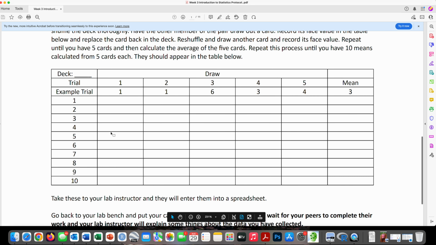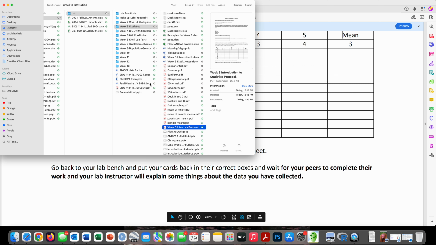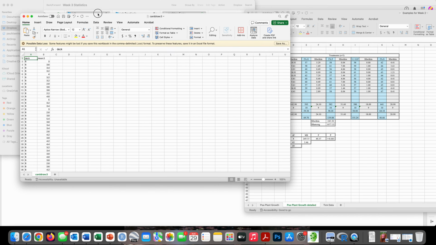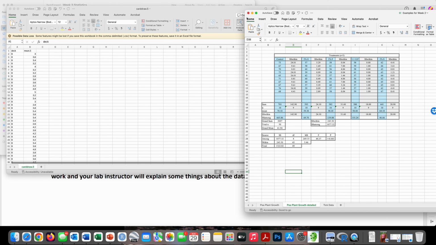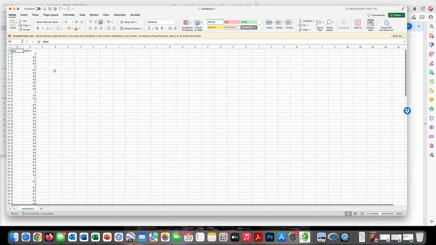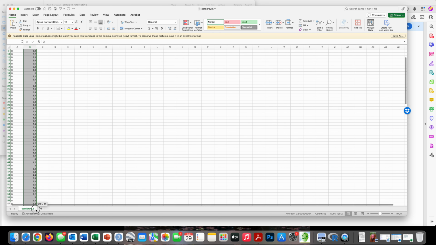And they need to do that until they have drawn 50 cards from the deck so that they have 10 means. Then they're going to bring those means to you, and you are going to very quickly put them into a file that you already have open and ready for them, the carddraw.5.csv file here. And this is just a simple CSV file, and you need to save it as a CSV file. It just has what deck you're drawing, you have values for, and what the mean of 5 cards is.